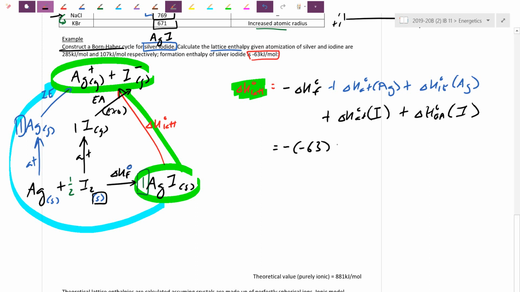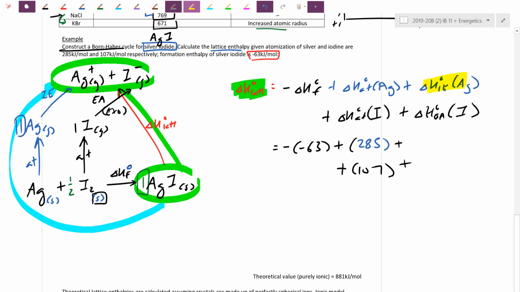Negative of -63 plus atomization values, which are not given on any table. So you notice they have to give it to me in this question. The atomization of silver and iodine are this and this respectively. Means silver is the first number, so silver is going to be 285. That bottom number here, atomization of iodine, likewise is going to be 107.